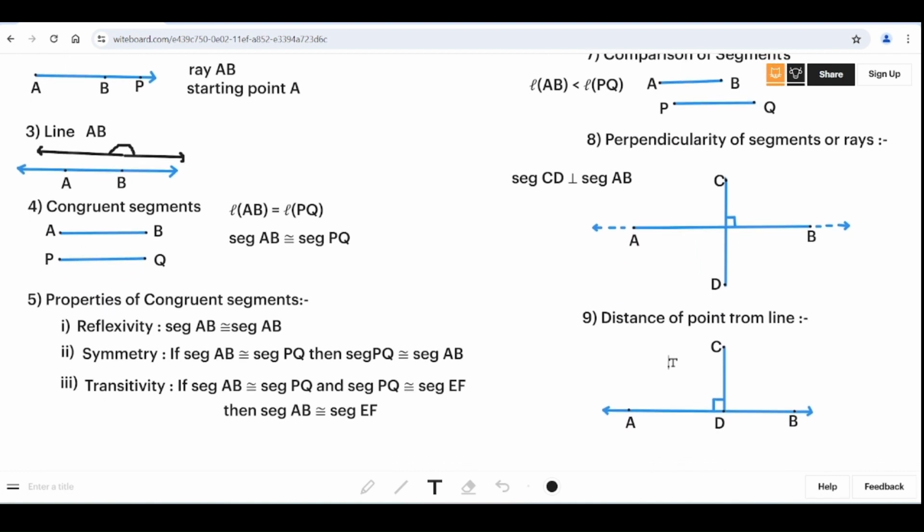Now, if we have to calculate the distance of a point C from the line, consider that the line is AB. Here we have shown that CD is perpendicular. Now see, if we are considering the point C, we can draw many lines from C to the line AB, right? It can be like this, can be like this. So this distance goes on varying. This is a smaller distance, this is a larger distance, okay.